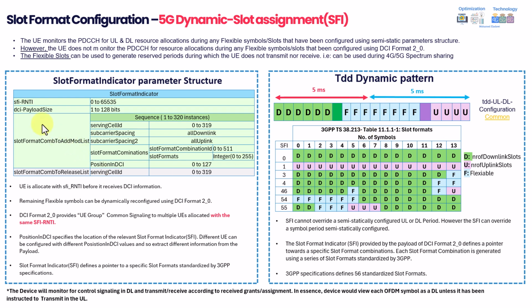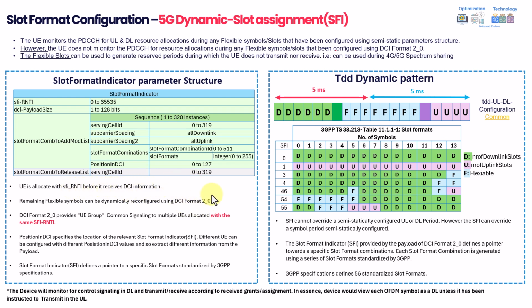As you can see here, first of all, this is delivered through the PDCCH, with something called DCI format 2. The remaining symbols, as mentioned here, can be directly reconfigured using DCI format 2. And first of all, as you can see in this parameter, it's called slot format indicator, something called SFI-RNTI. So each user will be allocated this SFI-RNTI before receiving this kind of DCI information.